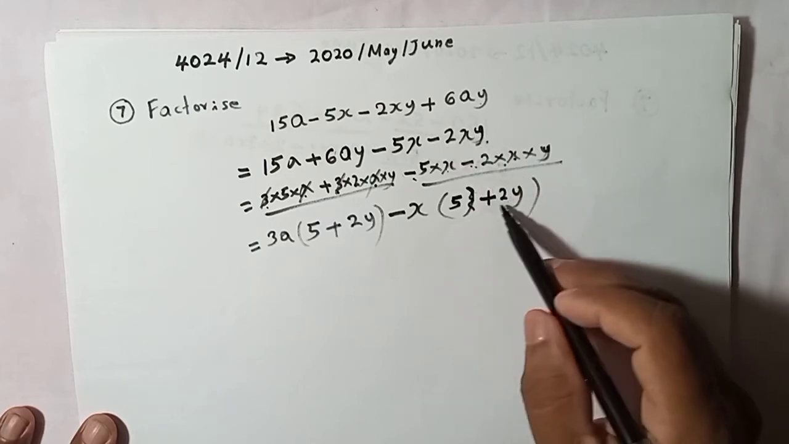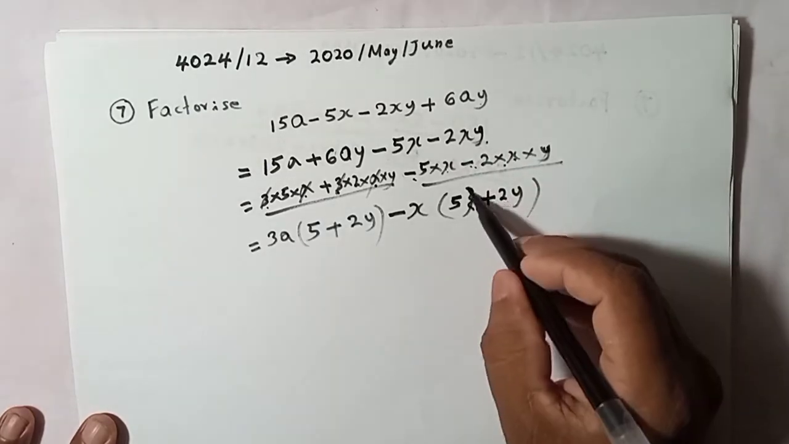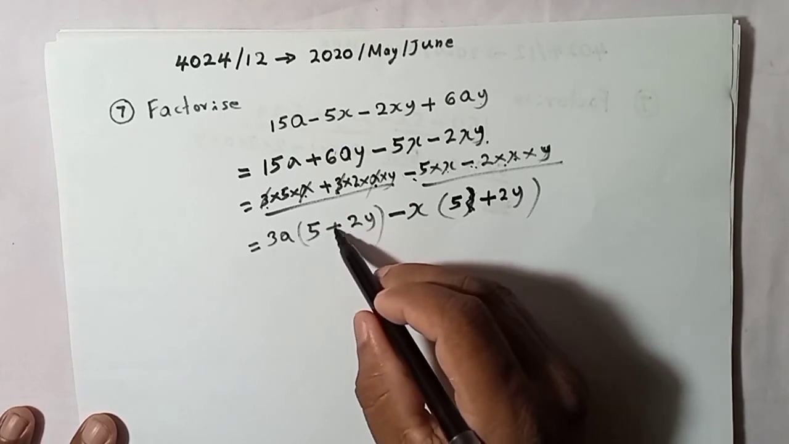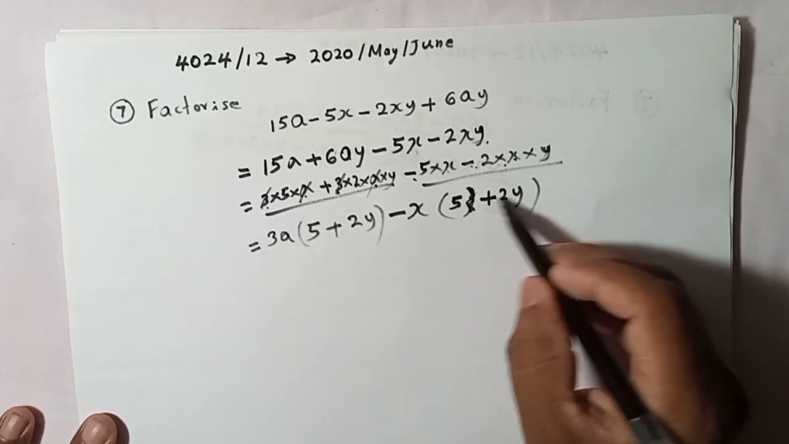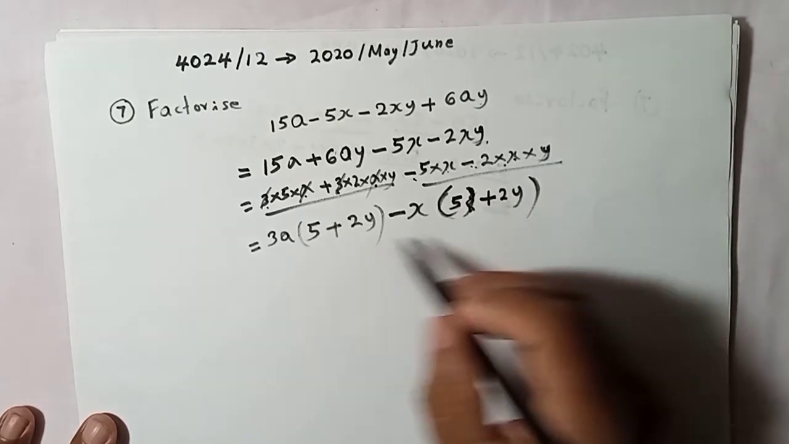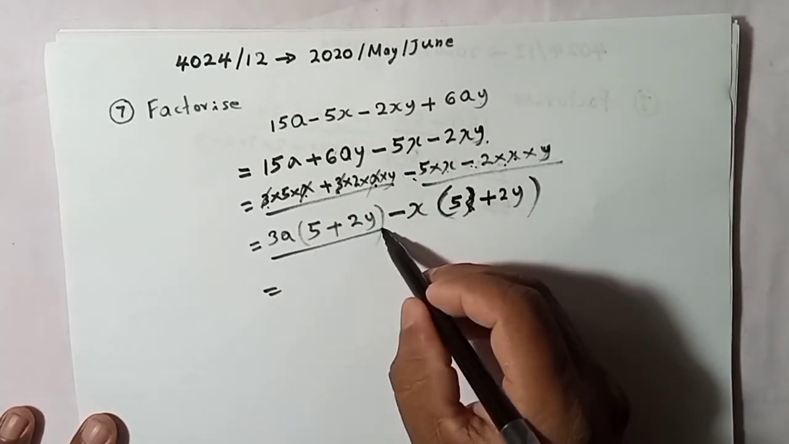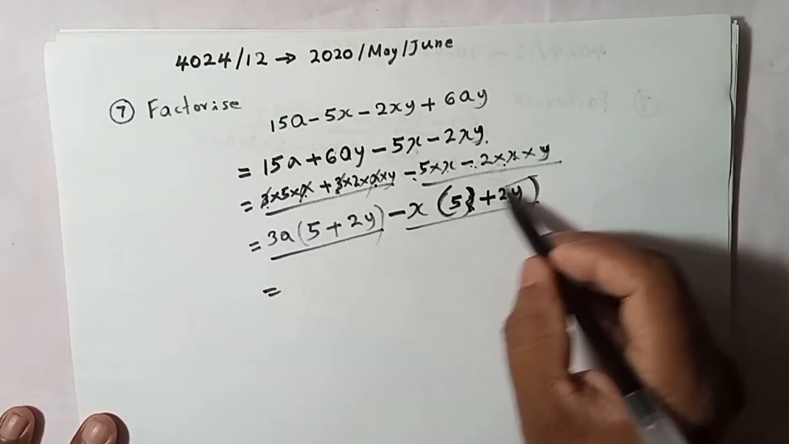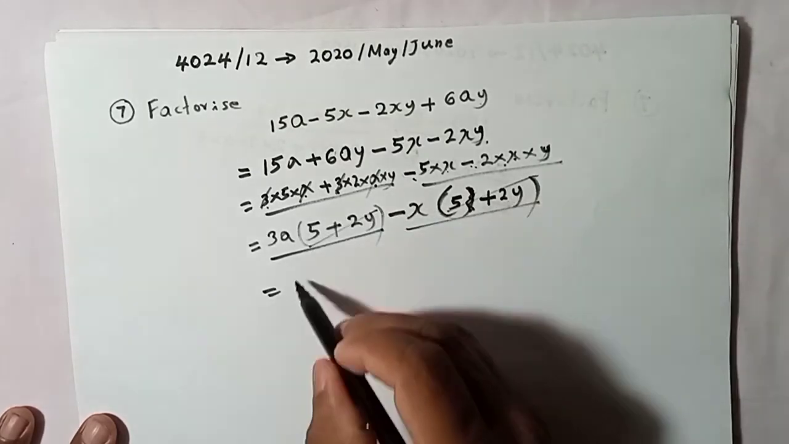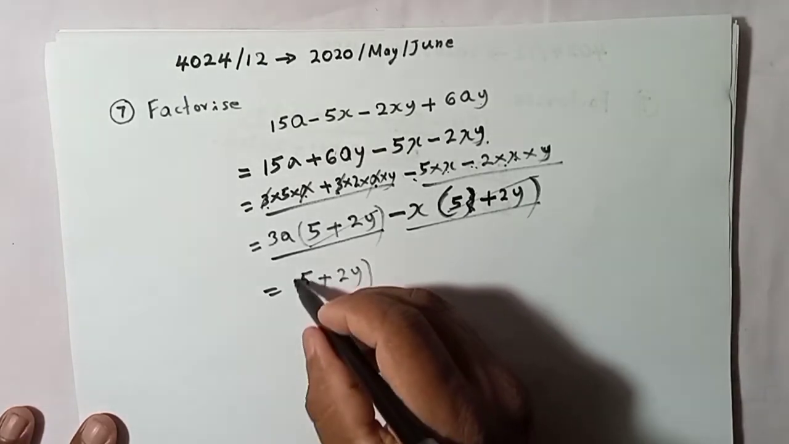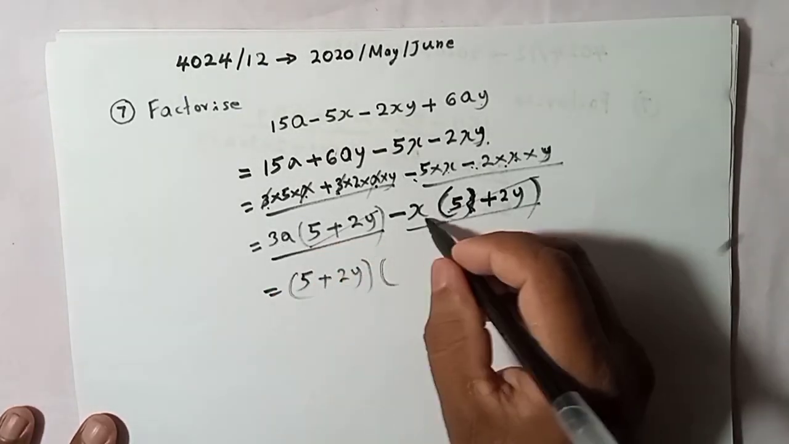You can get this, no, right? That's the thing. Now you can see here the 5 plus 2y, this bracket thing is common, so I can get that to outside. For this term and for this term, this part is common, so get that to outside, 5 plus 2y, and here the remainder is what?